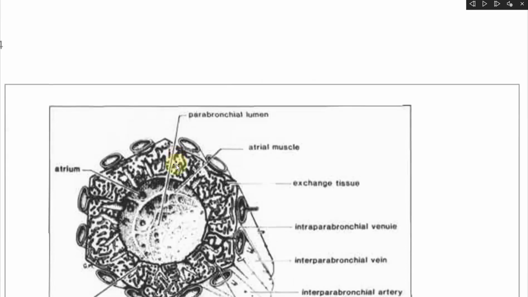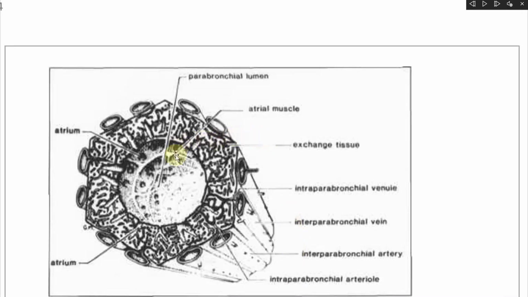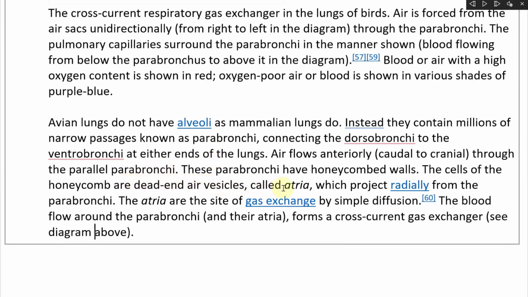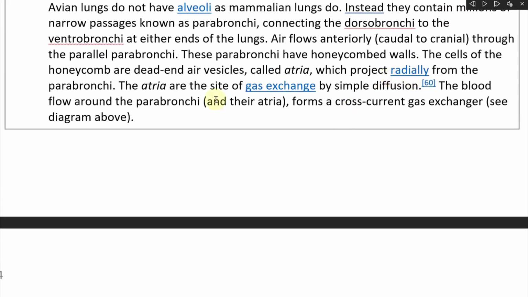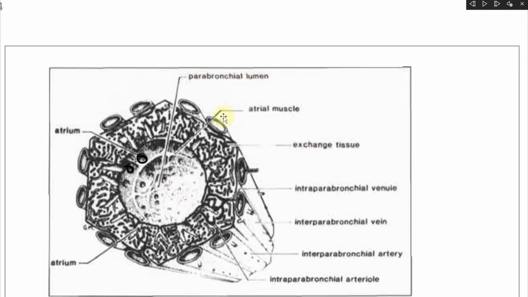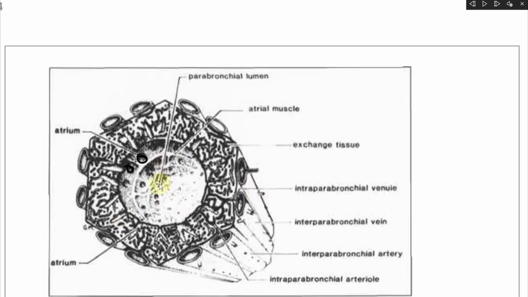That's very interesting. And now here's a diagram. This is a figure from FlandersHealth.us, a schematic diagram of a parabronchus showing its various component parts and the geometric relationships between the airflow and blood flow. And so there's the atrial muscle around. There's the honeycomb shape over there, and there's the atrium inside there, like that. So those are the air sacs, or air vesicles, or these dead end air vesicles called atria, which project radially from the parabronchi, and that's the site of gas exchange by simple diffusion. So there's the parabronchial lumen. It's the clearest photo I could find in the few moments of research I was doing here.